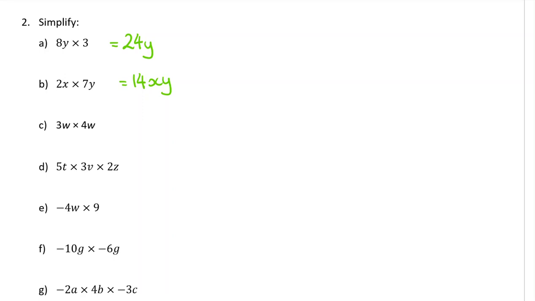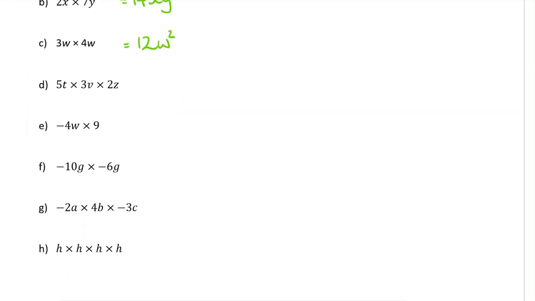In c, 3w times 4w, 3 times 4 is 12, and w times w, we don't put them next to each other, instead we do w squared to say that there's two of them. In d, there's three things multiplied here, so we're going to do the numbers first. 5 times 3, that's 15, times 2 is 30, and now our letters. This is t, v, and z. Yes, they're in alphabetical order, so t, v, z.